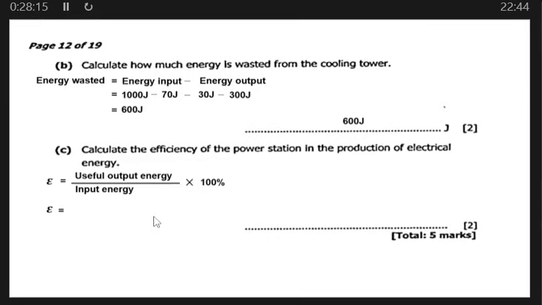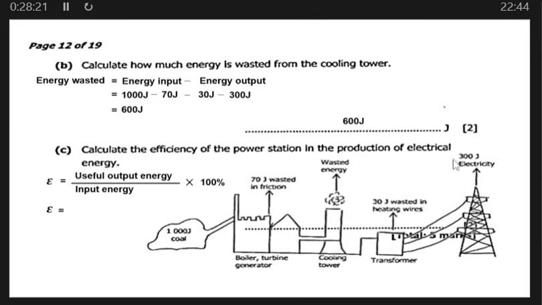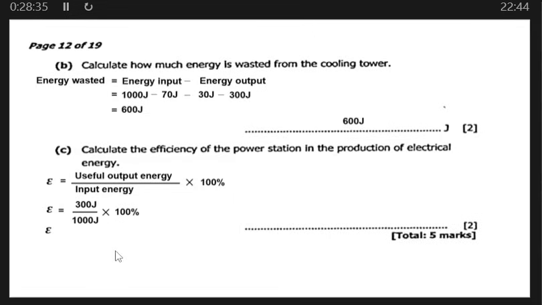So what is that energy? It's actually this 300 in this diagram here, which actually did the useful work. So 300 divided by input energy, which is 1000, times 100%. So now what we are going to do is evaluate. When we divide 300 by 1000, we'll get 0.3, then times 100%. So 0.3 times 100% will give us 30%. So our efficiency is 30%.